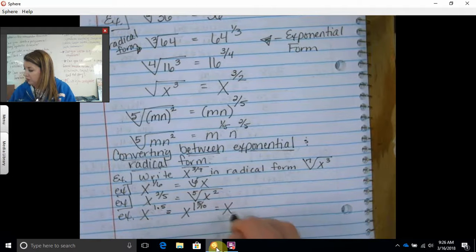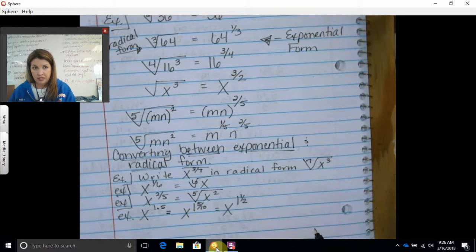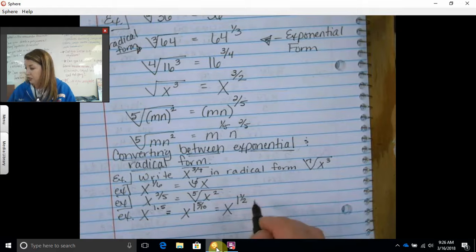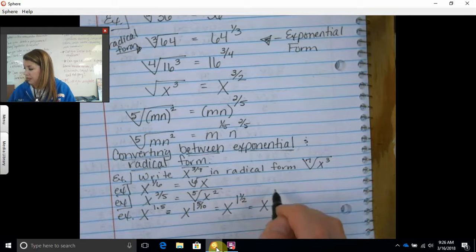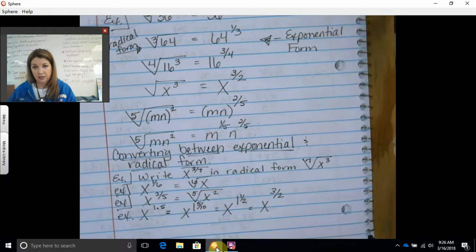Which we know 5/10 reduces to 1 1/2. All right? Well, that's a mixed number. We don't know what to do. We can't write that in radical form, so we need to change it to improper. What's 1 1/2 as an improper fraction? 3/2. Remember, because you take the denominator, multiply by the whole number. 2 times 1 is 2. Add the numerator, so you have 3, and then you keep the denominator. So it's x raised to the 3/2.